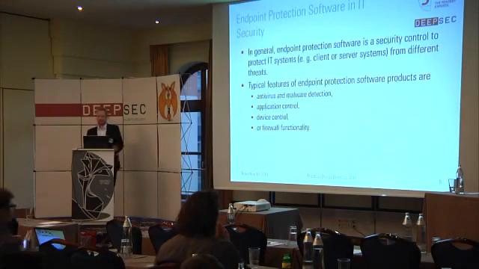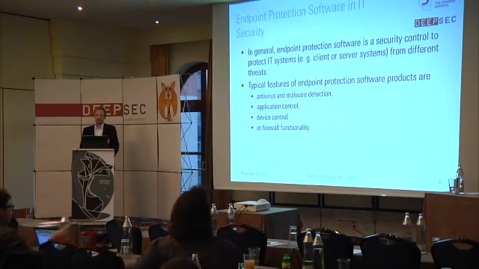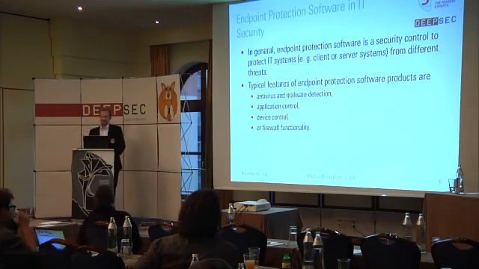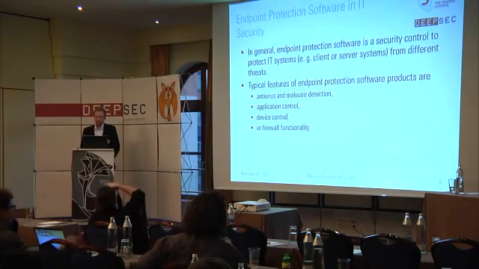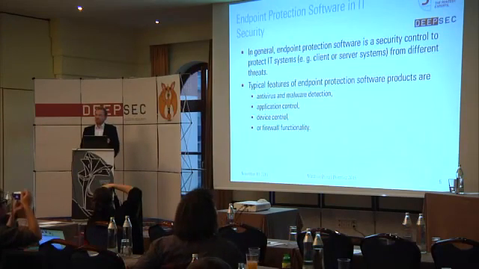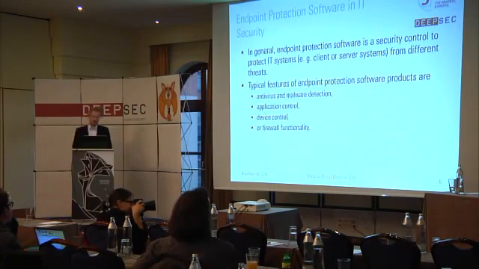So generally speaking, endpoint protection software is just one type of security control to protect IT systems, as I already mentioned, for example, client or server systems from different threats and the corresponding IT security risks. Typical features of endpoint protection software products are antivirus and malware detection. So the classic antivirus software that's running on client and server systems is a type of endpoint protection software, but endpoint protection software nowadays also has many more features than only antivirus or malware detection.